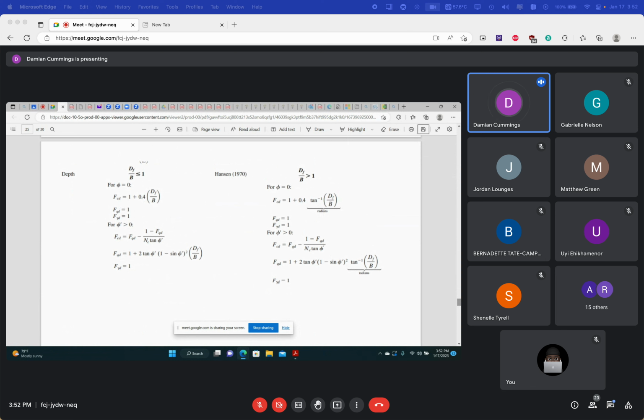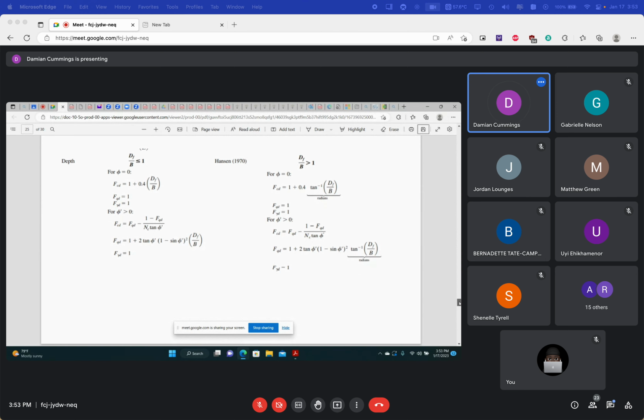We have Df over B less than or equal to 1, with our equations, and we have Df over B greater than 1, with our equations again for the depth factors. Good? Okay. We won't go through all the equations. They're there.